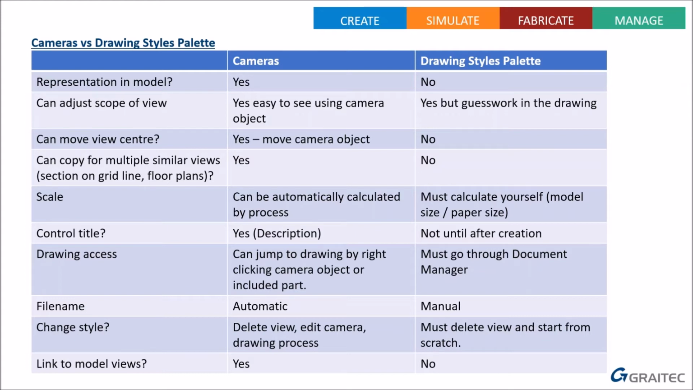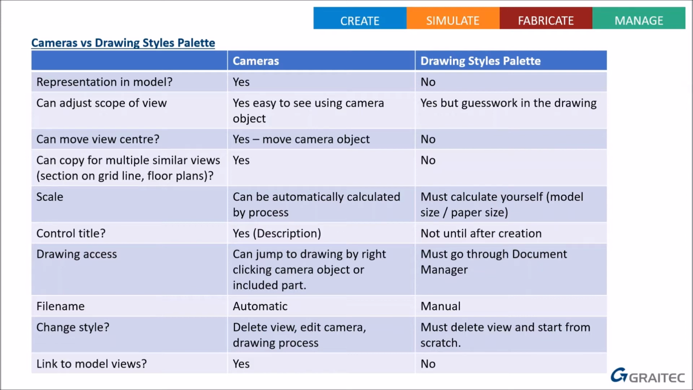With the scales, using a drawing style, you have to calculate yourself. You have to know how big the view is going to be or how big the model is, how big the bit of paper is, and then do some maths to work out the best scale. But if you're using a camera, you can let the drawing process calculate or choose the best scale for you. So that saves you having to mess about with that.